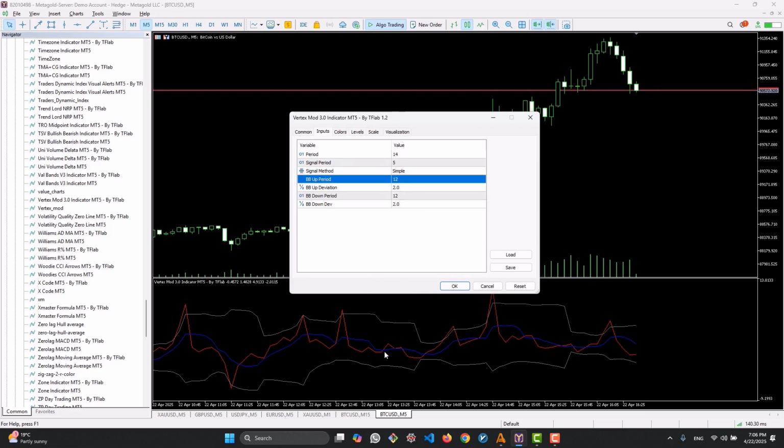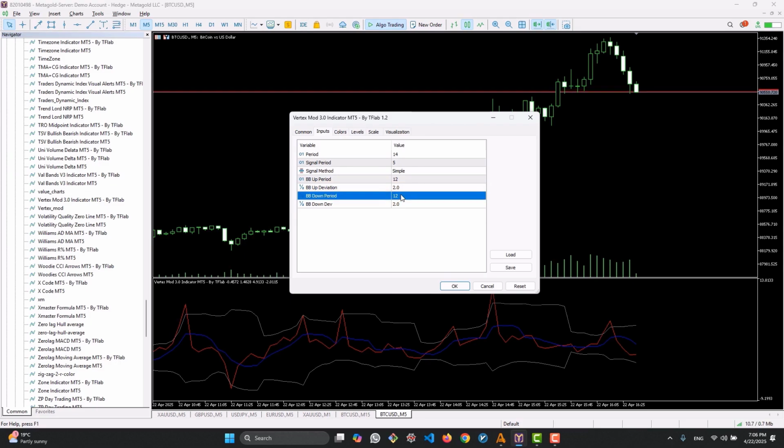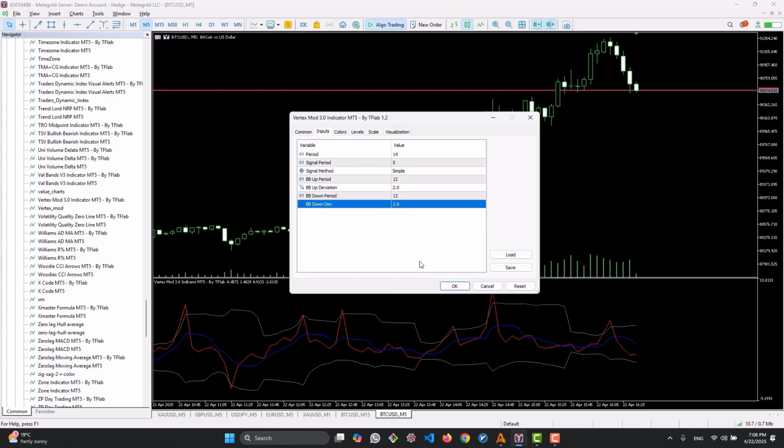The following option is the Bollinger Band period for the upper line, which we can set, and we can also specify its deviation. And for the lower line, in the same way, we can separately set both the period and the deviation.